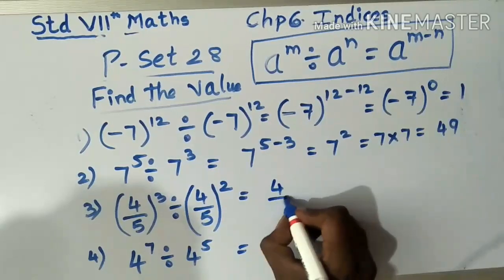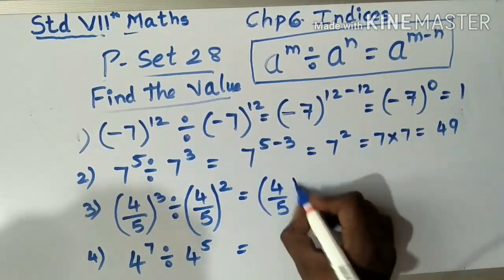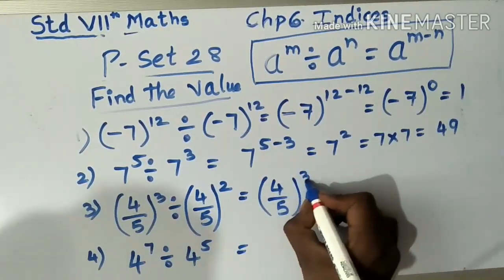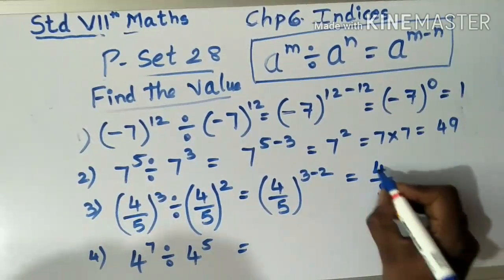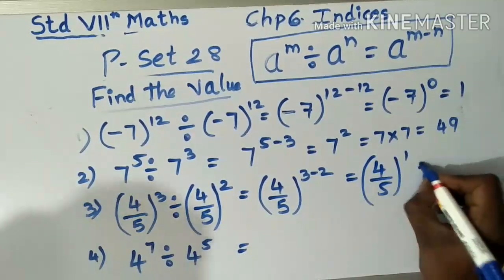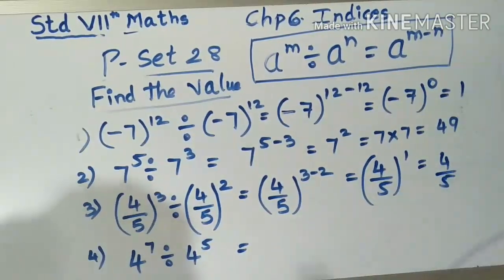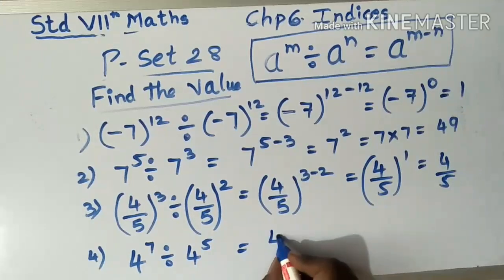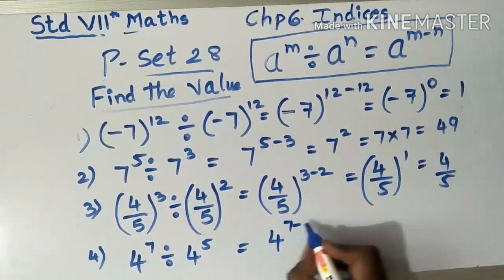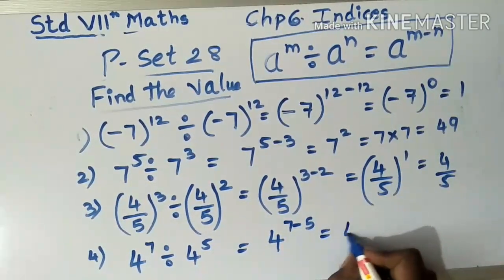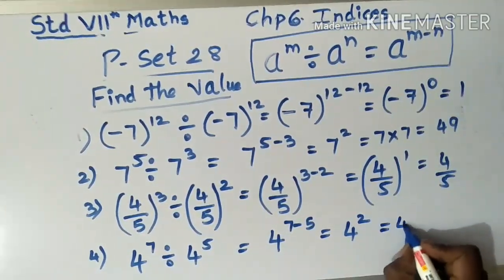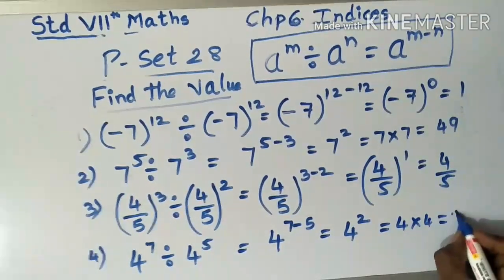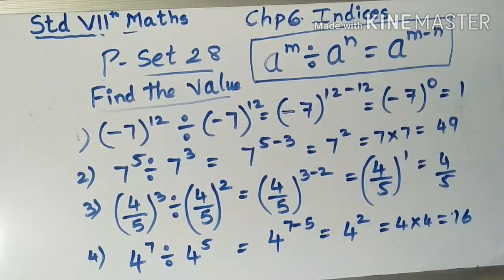Next, 4 upon 5 whole raised to 3 and 2 is there. 3 minus 2. The answer is 4 upon 5 raised to 1. So it is 4 upon 5. Next, 4 raised to 7 minus 5, that is 4 raised to 2. 7 minus 5 is 2. So 4 square means 4 into 4, which comes to be 16. This is the end of your practice set 28.